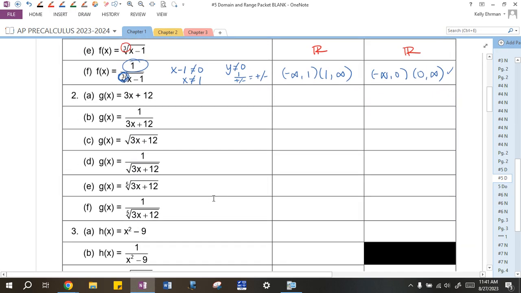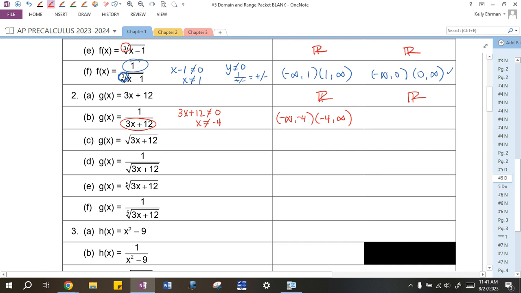Okay, let's start a new set. So notice with these, it's like we have the same expression throughout. We're just putting it under different things. Okay, so 3x plus 12 is linear. All reals for domain and range. Easy. When we take that linear expression and put it in a denominator, we set the denominator not equal to 0 for our domain, and we start solving. Subtract 12, divide by 3. So x could be anything but negative 4. Let's write that down for domain.